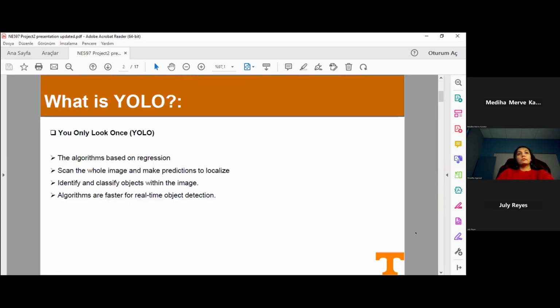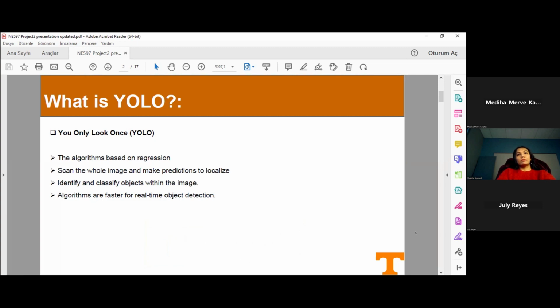Firstly, what is YOLO? YOLO is the abbreviation of You Only Look Once. The YOLO algorithm is based on regression. So what's regression? Regression is a technique for investigating the relationship between the independent variables and a dependent variable or outcome.